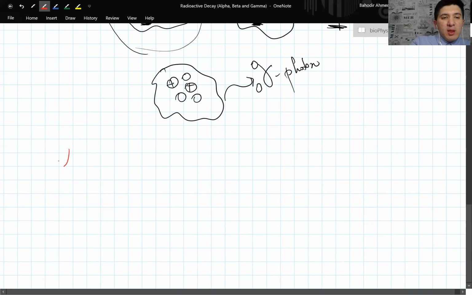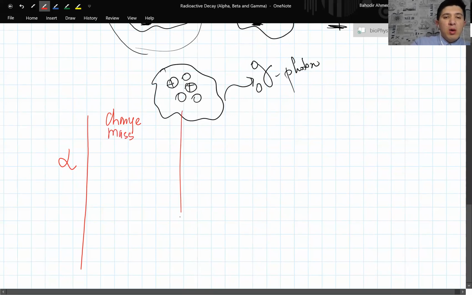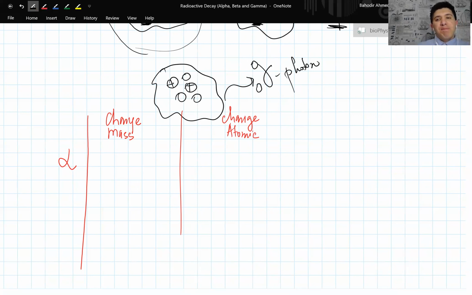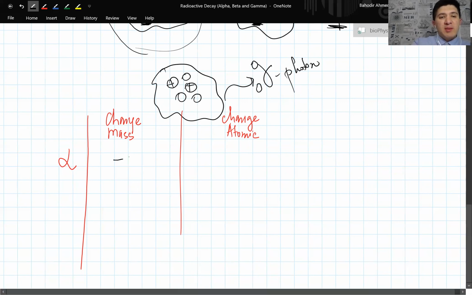So we've learned about the alpha radiation. In this case, we are going to talk about this alpha, beta, and gamma radiation by change in the mass number or change in atomic number. So whenever the alpha radiation happens, the change in the mass is equal to -4, and the change in the atomic number is -2, right?